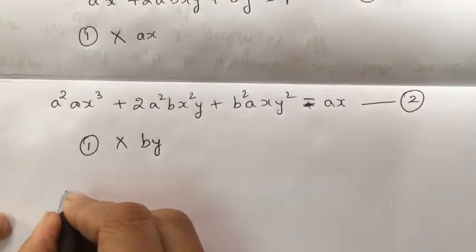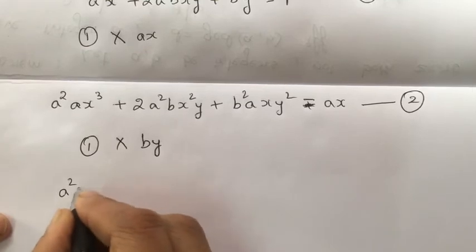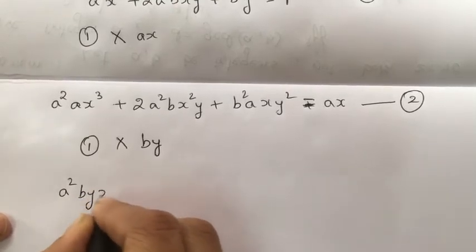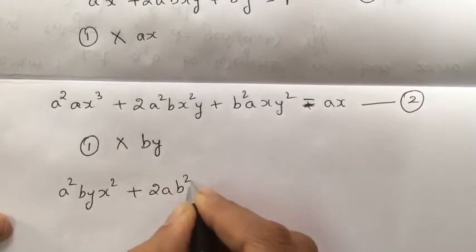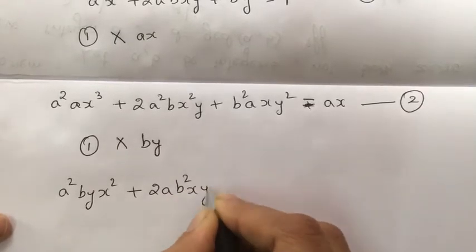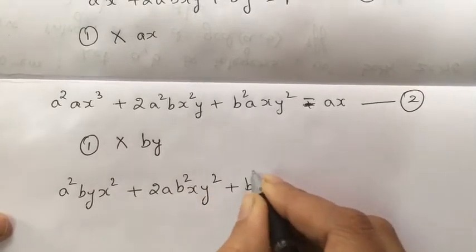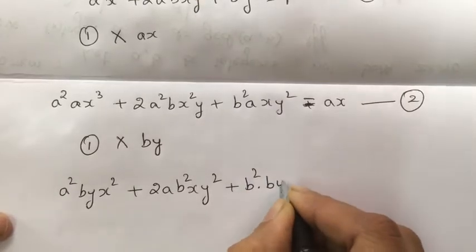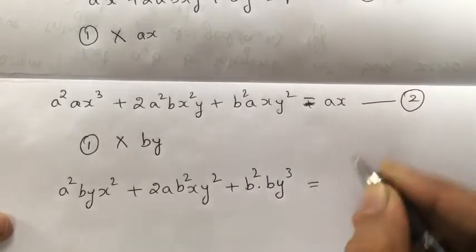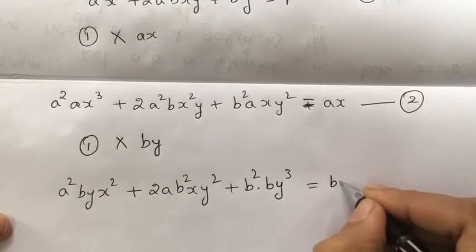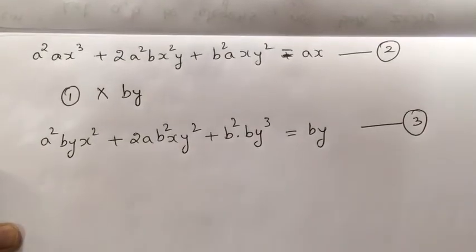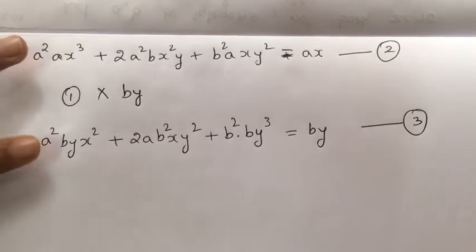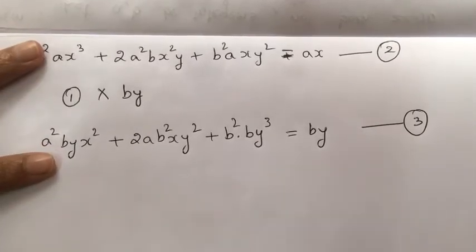I'm going to get a square by x square plus 2ab square xy square plus b square into by cube, which is equal to by. This is equation 3. What I do is I'll just add up these two equations.